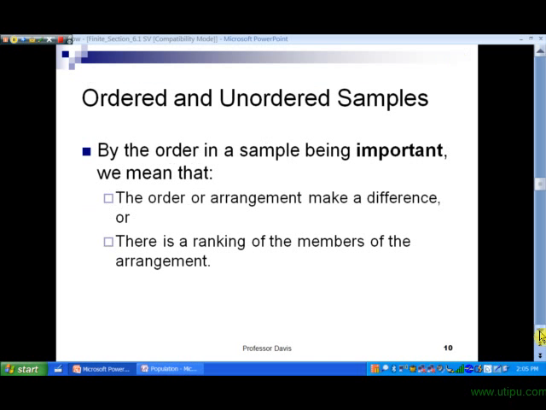And now, in slide number 10, let's take a look at another type of piece of information that we'll need for later on. The difference between an ordered and an unordered sample. Now, by the order being important, we mean one of two things. The order or arrangement makes a difference, or there is a ranking involved of the members of that arrangement. So if there's a ranking involved, or the order makes a difference, we say order is important. Otherwise, we just simply say order is not important.